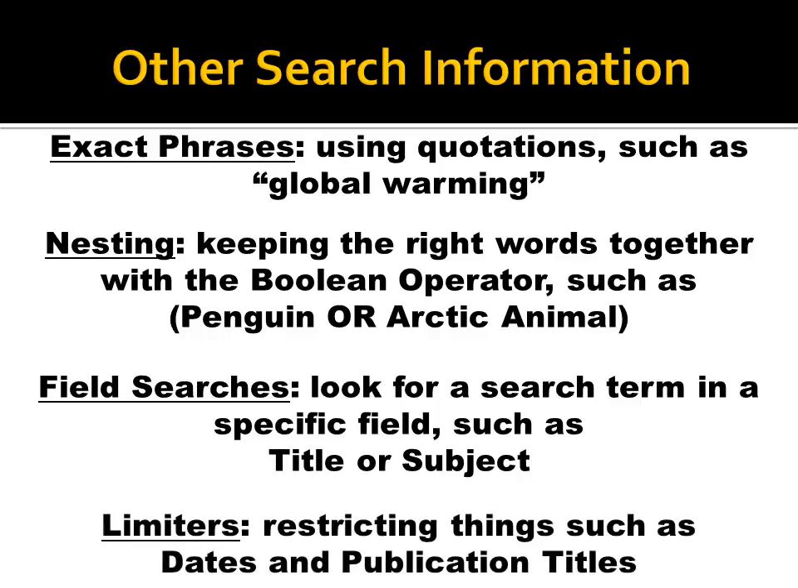And limiters refers to restricting the results once you've already conducted an initial search. After you have a list of articles from an initial search in a database, you can restrict things such as the dates and publication titles. If I had a long list of results and I wanted to reduce the results, I could tell the database that I don't want anything published before 2015. Or I could say I want something in a specific title, such as Science Magazine.